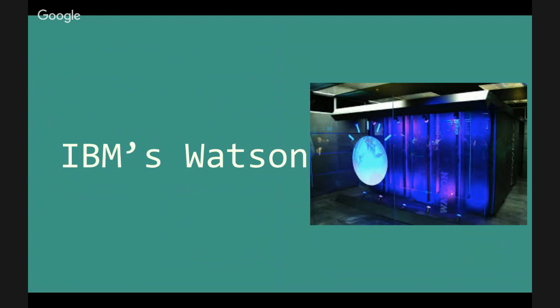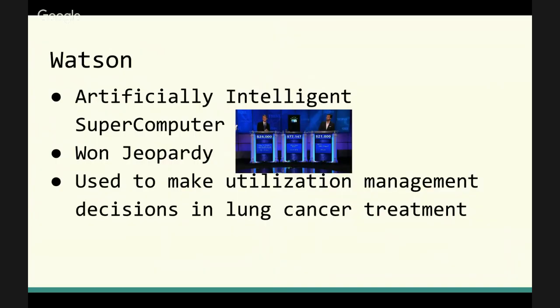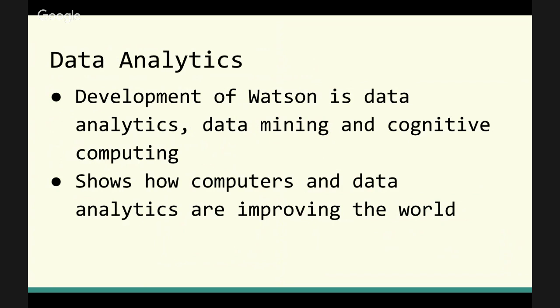So quickly, Watson, it's a big supercomputer, artificially intelligent. It's won Jeopardy. It's beaten chess masters. It's got a lot of good credentials so far, and it's still growing. Right now, its first commercial usage was to make utilization management decisions in lung cancer treatment. So it is being put to good use. So data analytics overall, you can see that the development of Watson and data analytics and data mining and cognitive computing, it's all combined, and it shows how computers and data analytics are improving the world today.